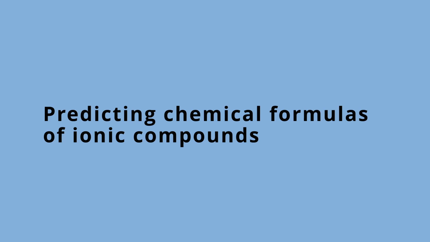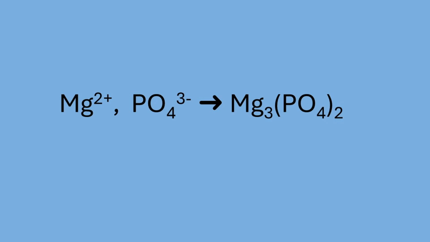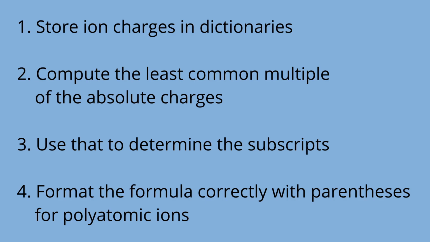Now for something a bit more sophisticated, predicting chemical formulas of ionic compounds from charges. Example, if I give you Mg2+ ion and PO4 3- ion, you want to get Mg3(PO4)2. To do this programmatically, we 1. Store ion charges in dictionaries, 2. Compute the least common multiple of the absolute charges, 3. Use that to determine the subscripts, 4. Format the formula correctly with parentheses for polyatomic ions.